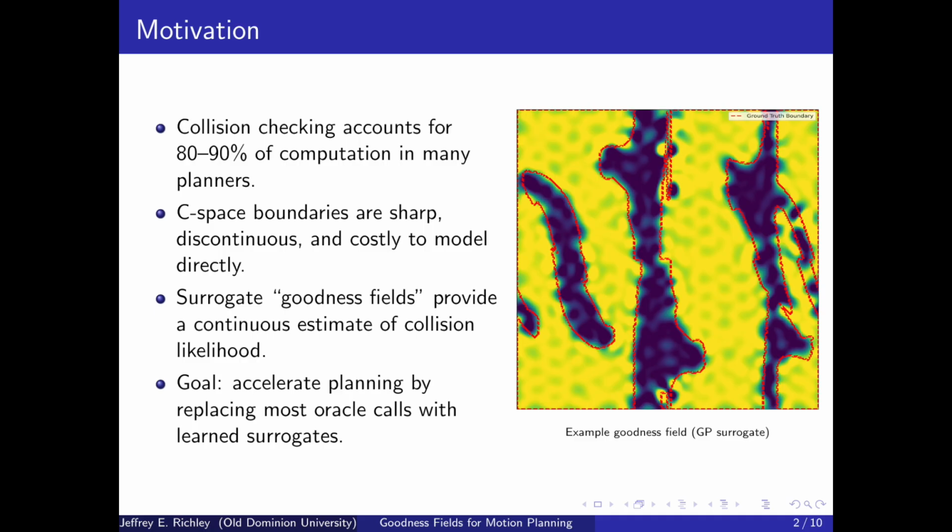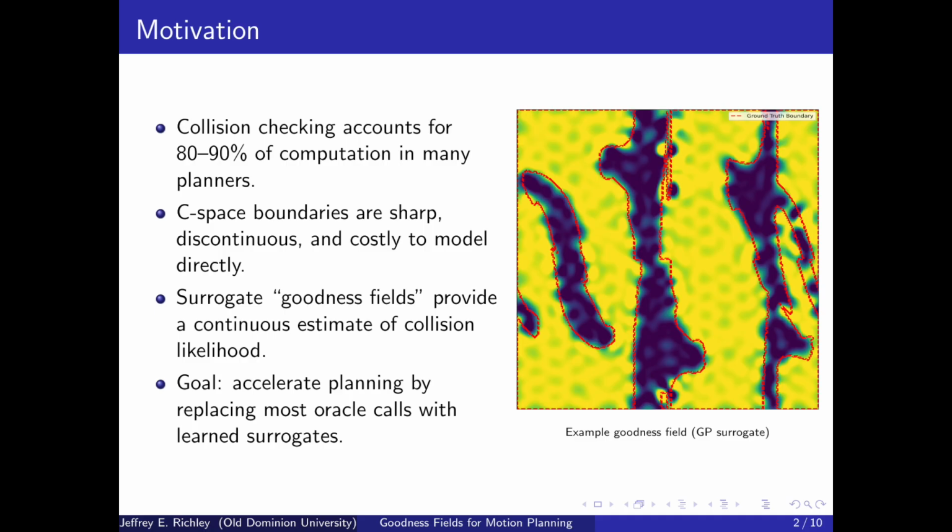What you're seeing on the right is an example of a learned goodness field generated using a Gaussian process model. The colored field represents a continuous estimate of collision likelihood across configuration space, while the red outline shows the true collision boundary obtained from exact collision checking. From a planning and control perspective, this kind of representation is powerful because it gives the planner dense, smooth information about feasibility without requiring an oracle collision check at every query.